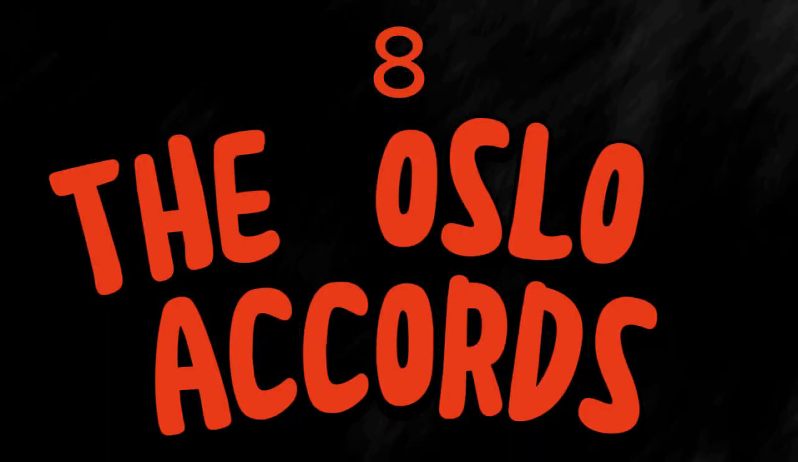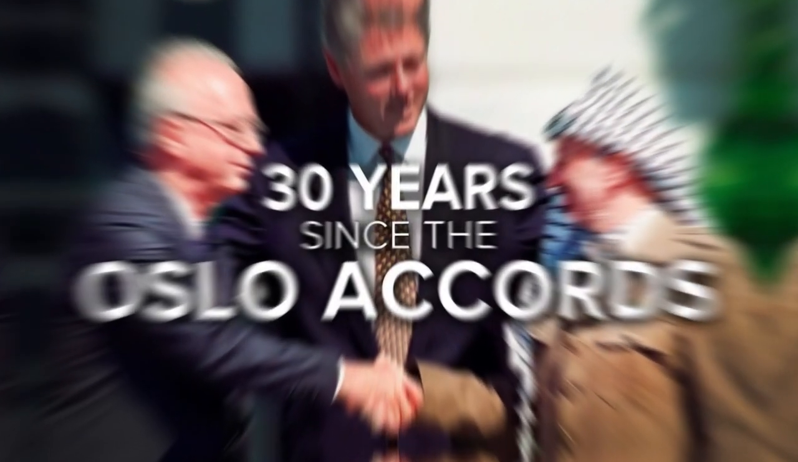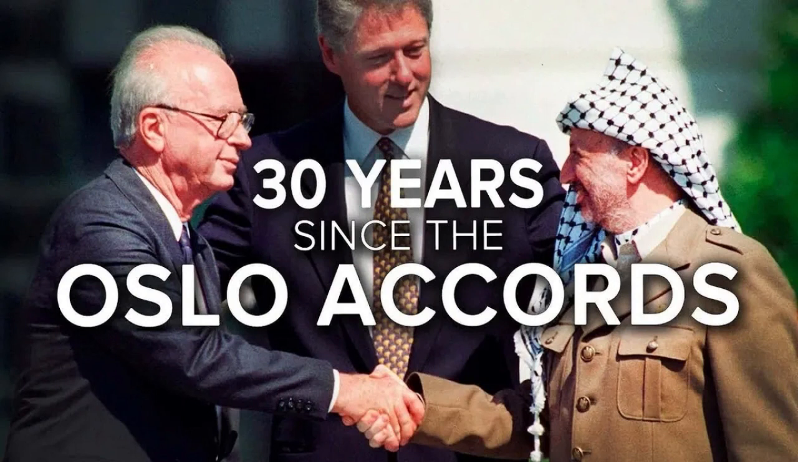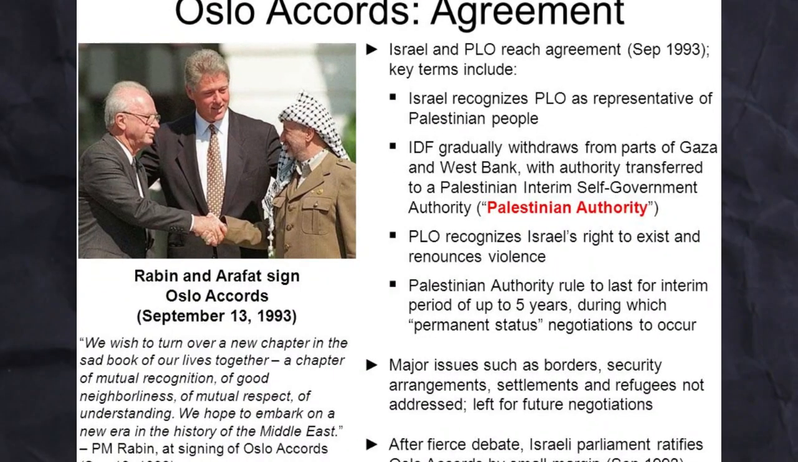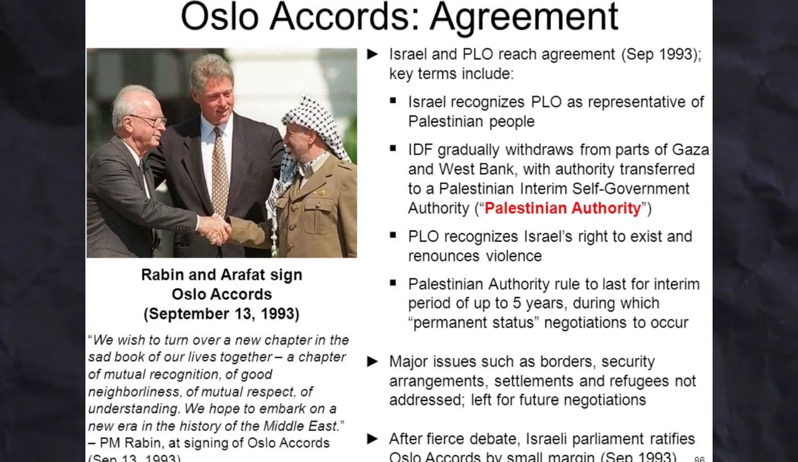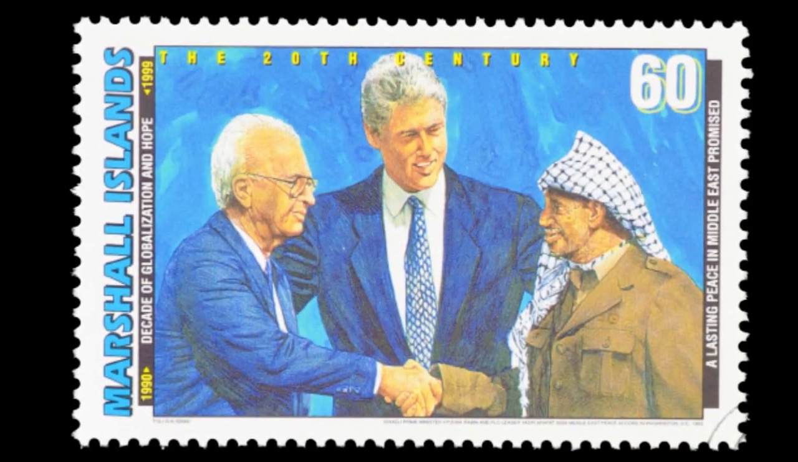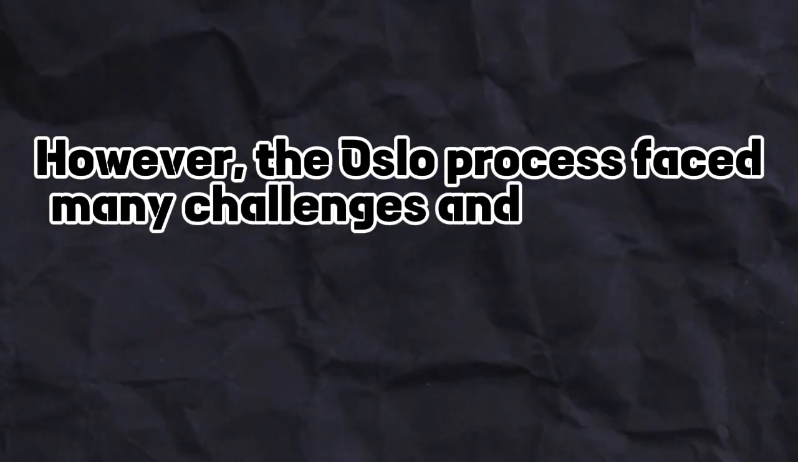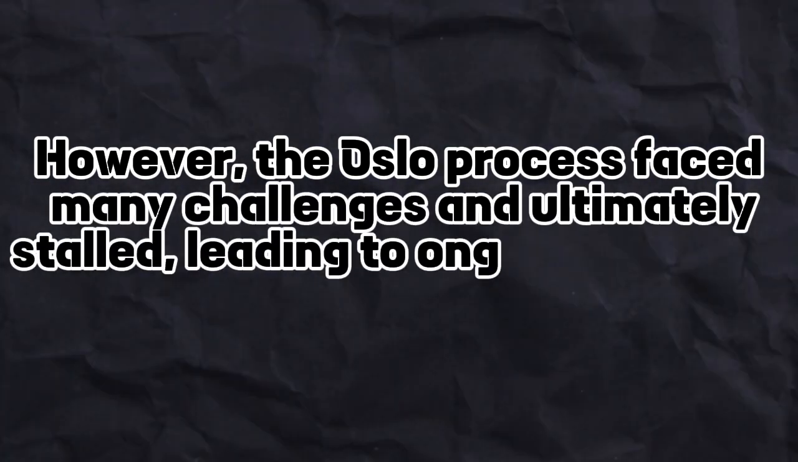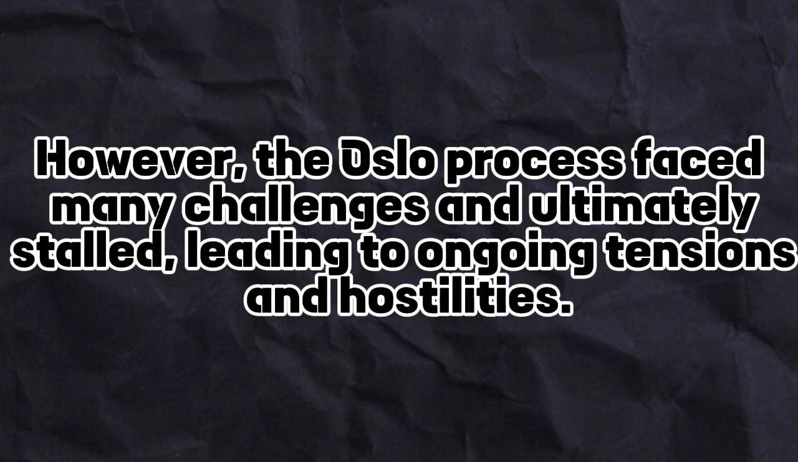8. The Oslo Accords. The 1993 Oslo Accords marked a significant attempt at resolving the conflict. These agreements established the Palestinian Authority and envisioned a two-state solution, with Israel and a Palestinian state living side by side. However, the Oslo process faced many challenges and ultimately stalled, leading to ongoing tensions and hostilities.